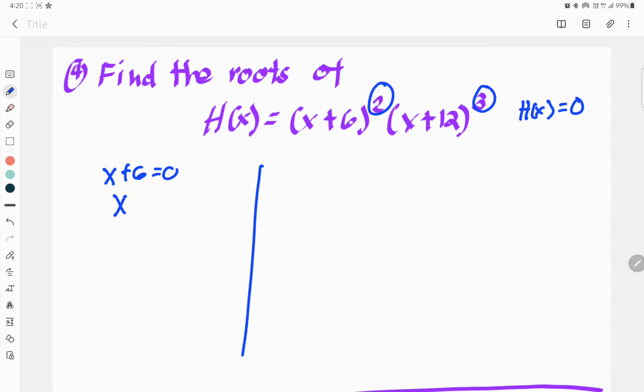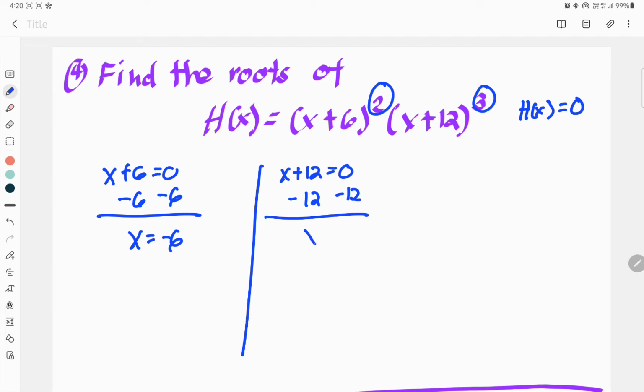And then x could be, in process, minus 6 both sides. X would be equal to negative 6. And then the other one would be x plus 12 is equal to 0. Minus 12 minus 12. Now, it will be equal to x equal to negative 12. Now, when you write now the answer, it's just the same.